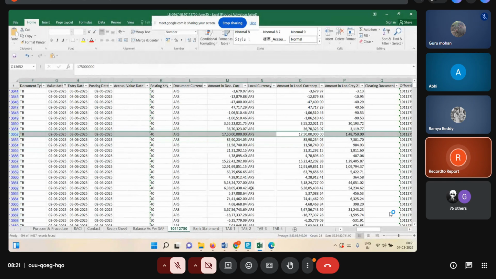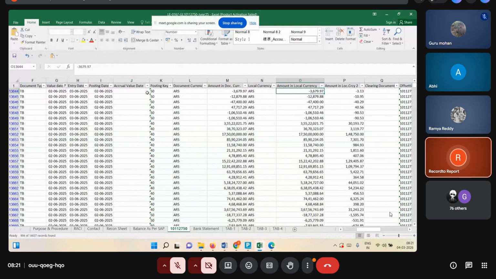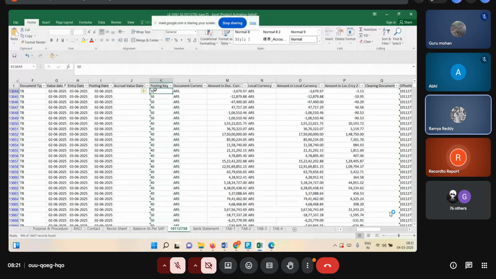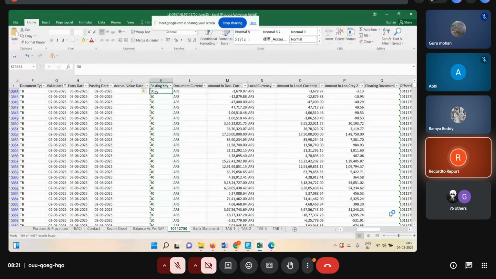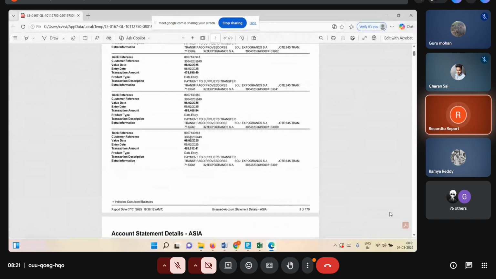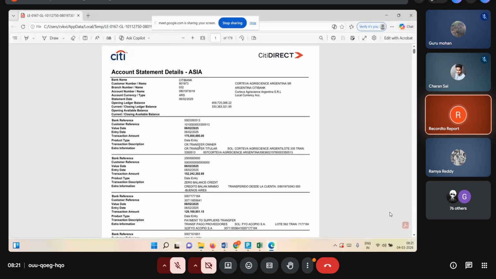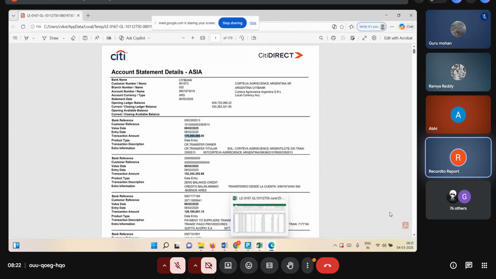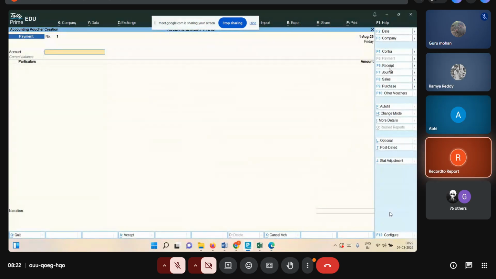3679.97. This entry. So what is the posting key here? 50. Posting key 50, credit in the GL, indicates is it a payment or receipt? Payment. Okay. So here, if any minus symbol indicates it is payment, but here is it a payment or receipt, guys? Receipt. It is a receipt. Okay. So go to here.